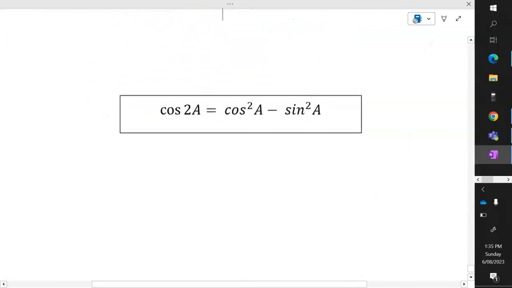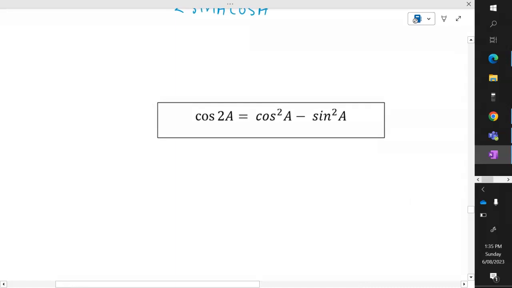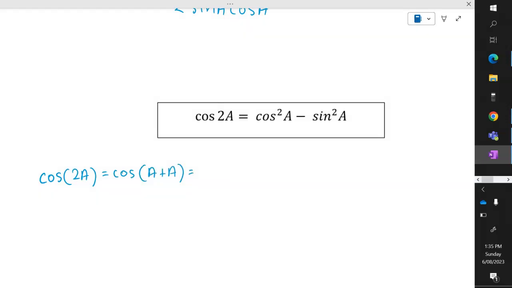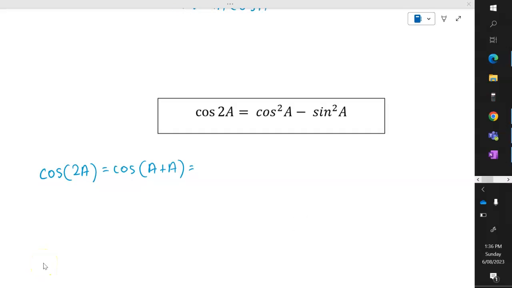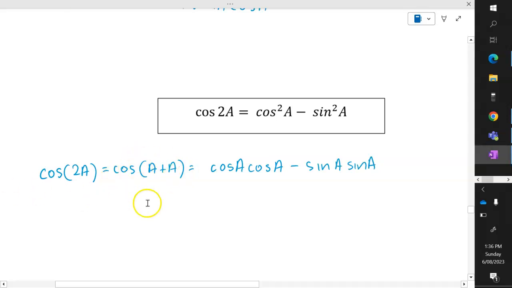Similarly, let's look at the next one. Cos of 2A. Using our compound angle formula, cos of 2A could be written as cos of A plus A. Let's go back and check that formula. That would give us cos A cos A minus sine A sine A. And I've just read that straight off the HSC formula sheet. So I've got two lots of cos A, so I've got cos squared A minus two lots of sine A, which would be sine squared A, which is our right-hand side. So we've proved that one.